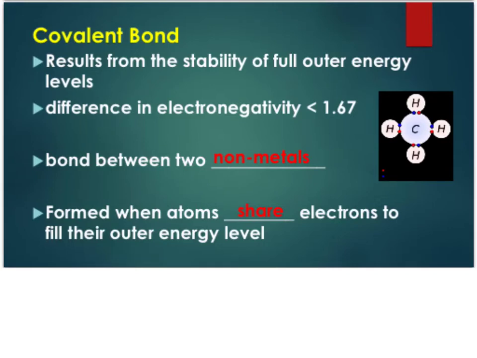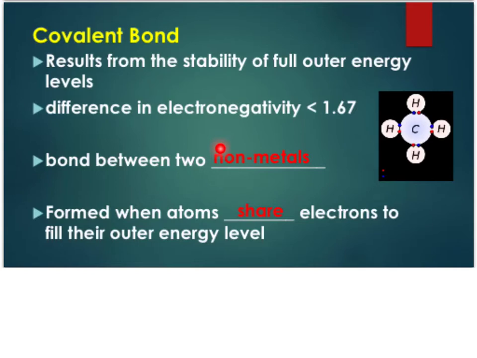A covalent bond results from the stability of full outer energy levels. So that means these atoms want the outer energy levels to be full. The difference in electronegativity is less than 1.67 as we saw before. And we could have polar covalent or non-polar covalent. Now it's a bond between two non-metals.